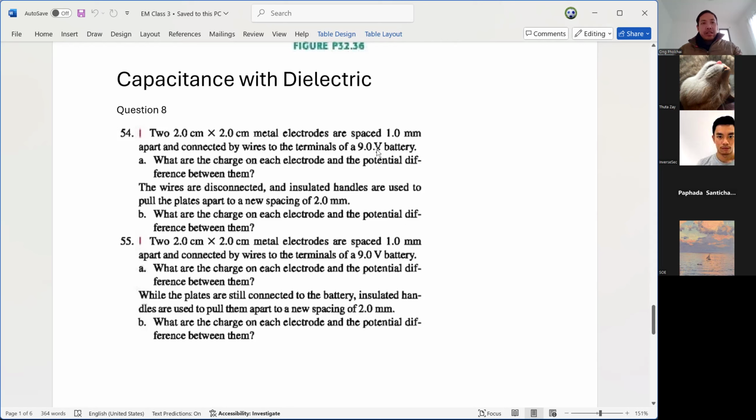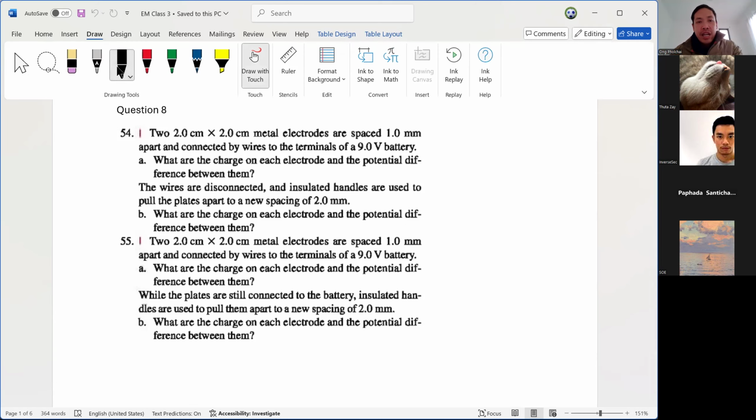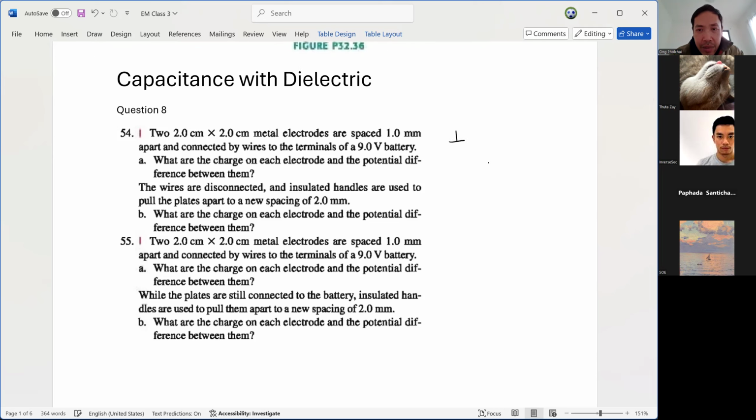So let's draw this situation to make sure we understand what it looks like. So let's say we have a battery. Let's wait a moment, it froze. Okay, here we go. So we have a battery like this, 9-volt, and we have a capacitor, something like this. And the area is 2 by 2 centimeters square. And the spacing is 1 millimeter.